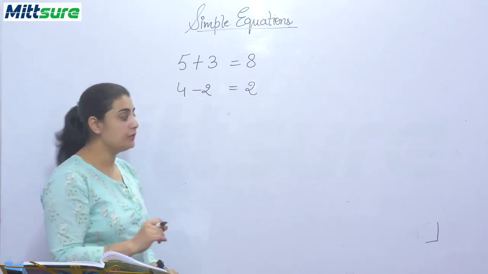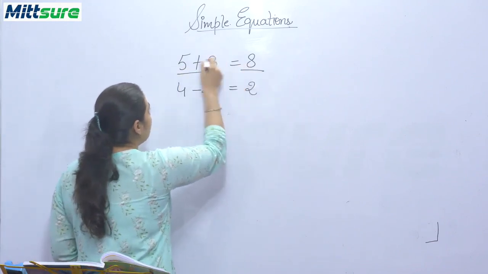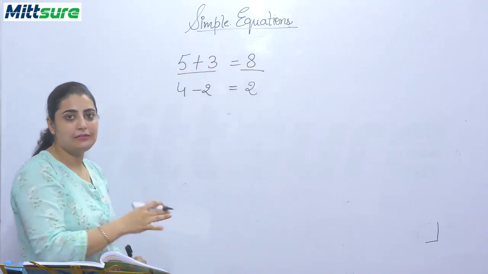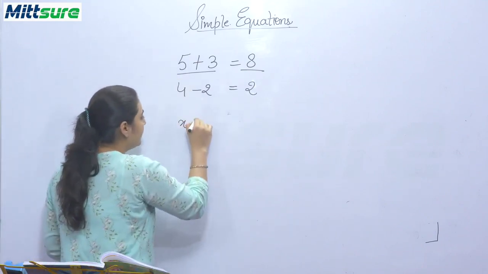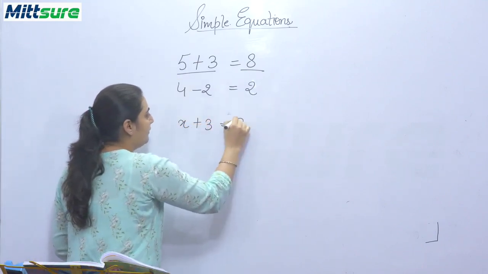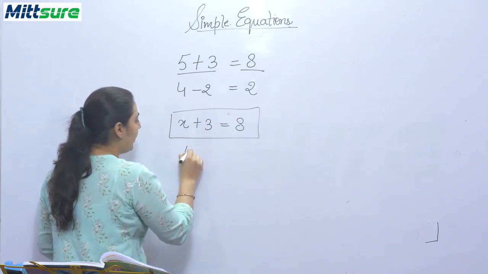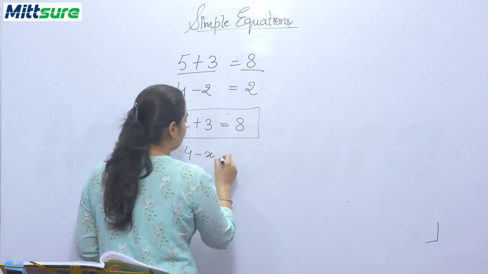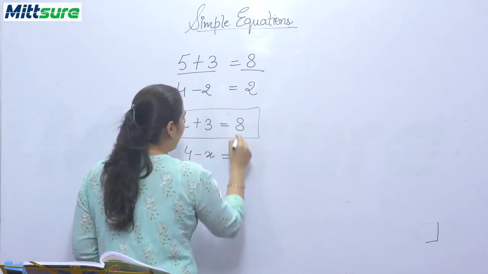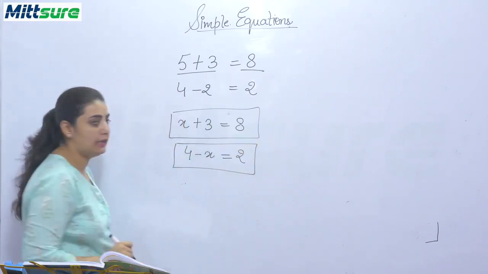Now suppose instead of these two, I replace it with some variable. Okay. So instead of 5, I am using a variable x, and I write it like this. Here also I will use this minus x. In place of 2, I have used this. So this is also there.